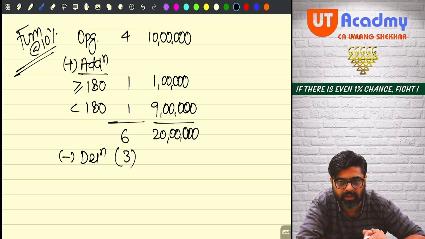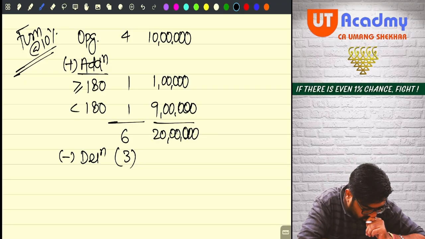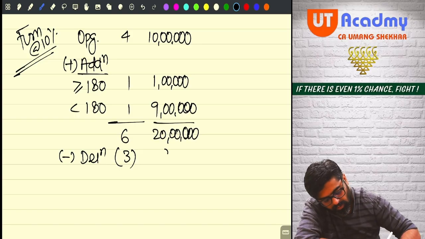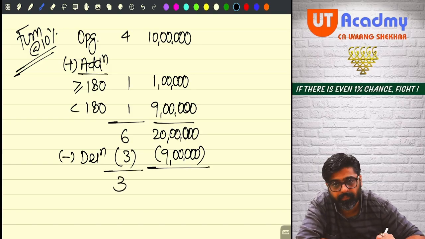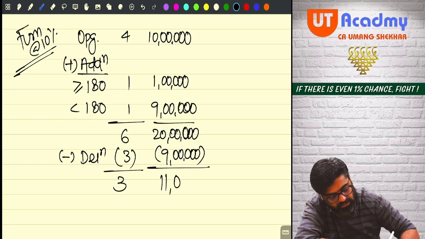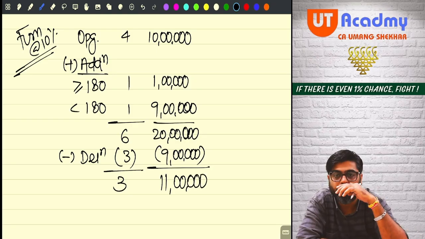Okay, all 3 assets sold, and let's say all 3 assets are sold for 9 lakh rupees. So 3 remaining. And against that, how much cost? 11 lakhs.